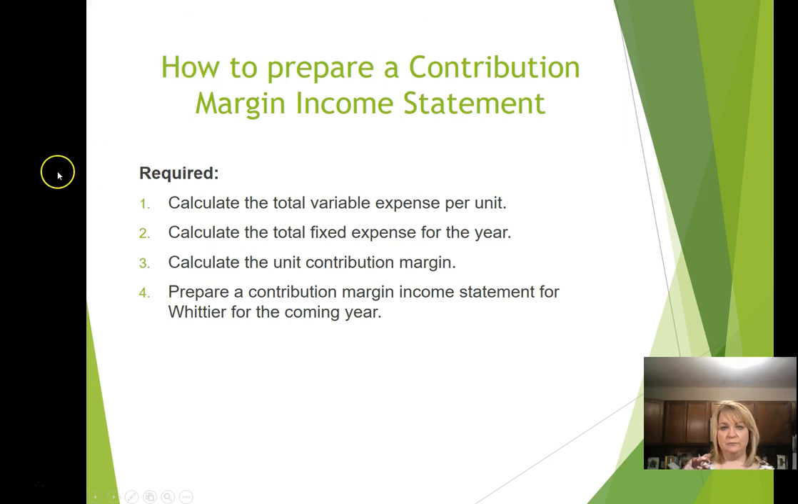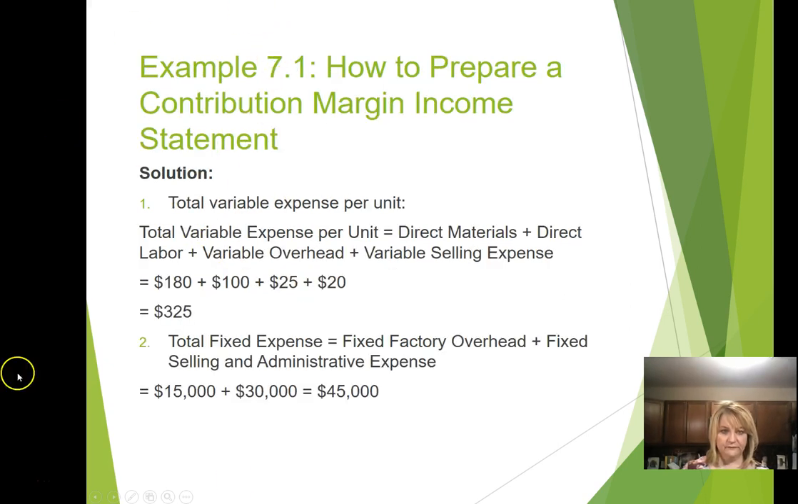How you prepare it is, you calculate the total variable expense per unit, you calculate the total fixed expense for the year, you calculate the unit contribution margin, and then you prepare a contribution margin income statement for Whittier for the coming year. So this is how you do it.